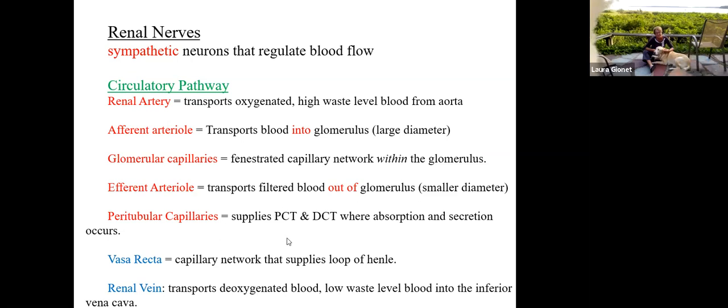All right, peritubular capillaries. From there, the efferent arteriole branches off into two capillary beds, one that stays in the cortex region and surrounds the structures found there, like the proximal convoluted tubules and the distal convoluted tubule. They're called the peritubular capillaries. They supply the PCT and the DCT where absorption and secretion occur.